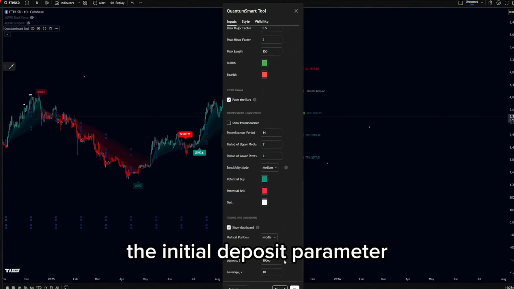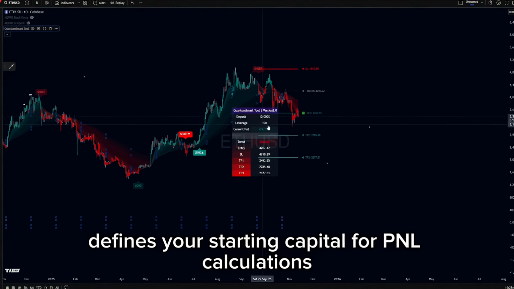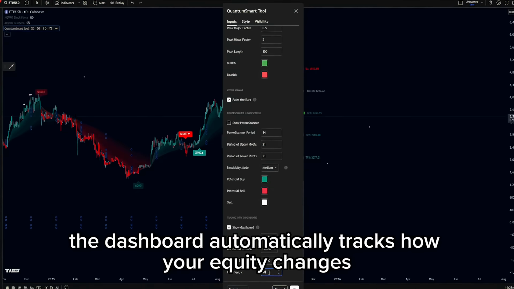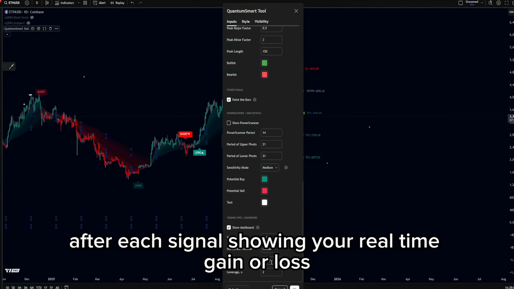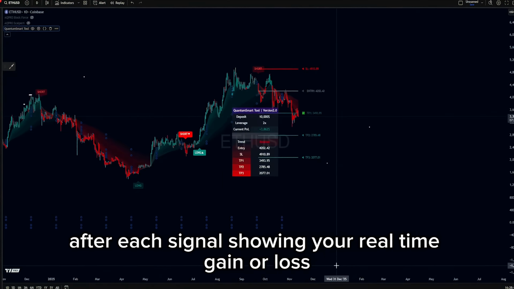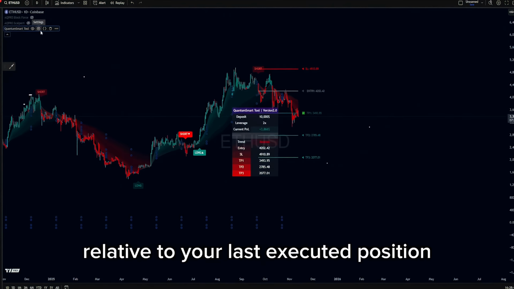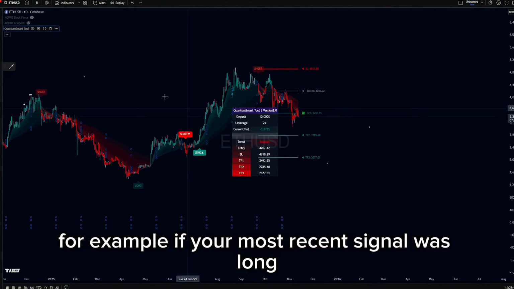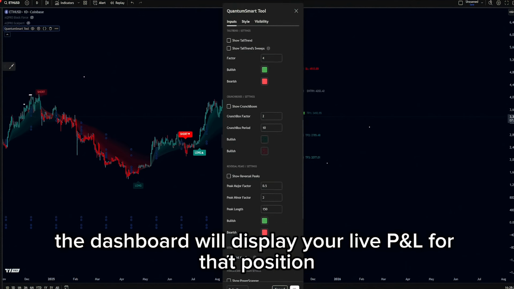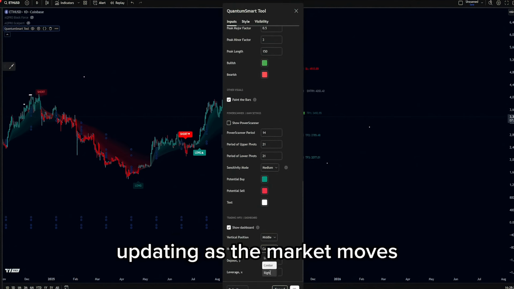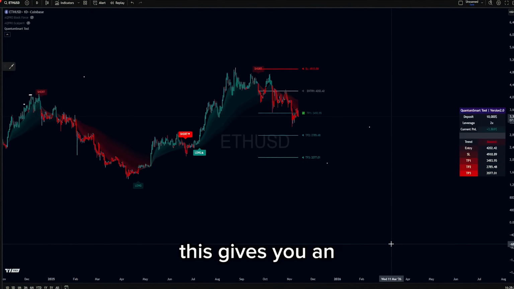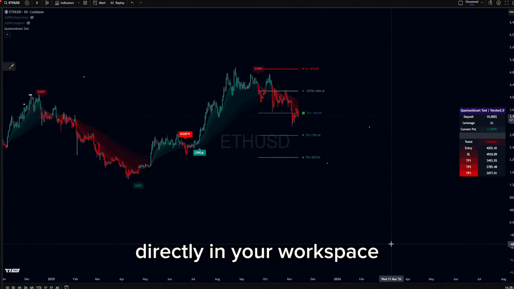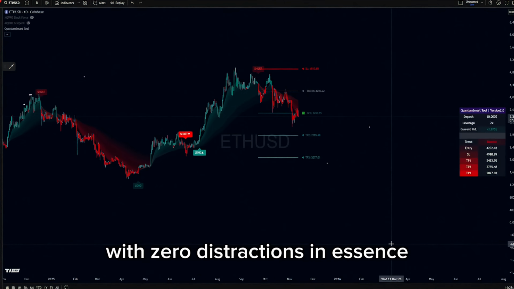The initial deposit parameter defines your starting capital for P&L calculations. Based on that, the dashboard automatically tracks how your equity changes after each signal, showing your real-time gain or loss relative to your last executed position. For example, if your most recent signal was long, the dashboard will display your live P and L for that position, updating as the market moves. This gives you an instant understanding of how your last strategy is performing, directly in your workspace, with zero distractions.